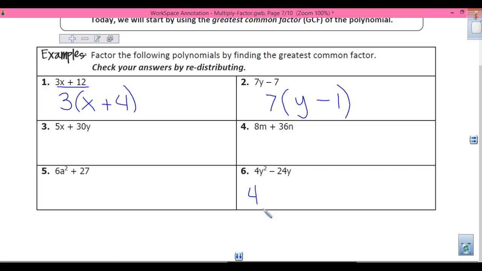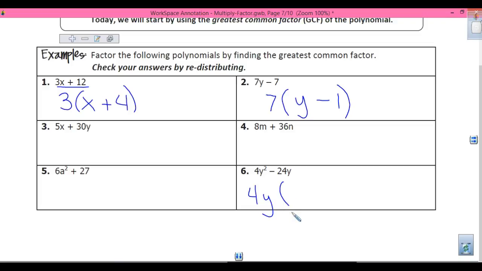Now you've got to look at your variable. Do they both have y's in them? They do. So what should I take out? Can I take out a y or a y squared? Just a y, yeah. You're going to end up taking out the lowest exponent, so in this case it's a 1. So we're going to take out a y.